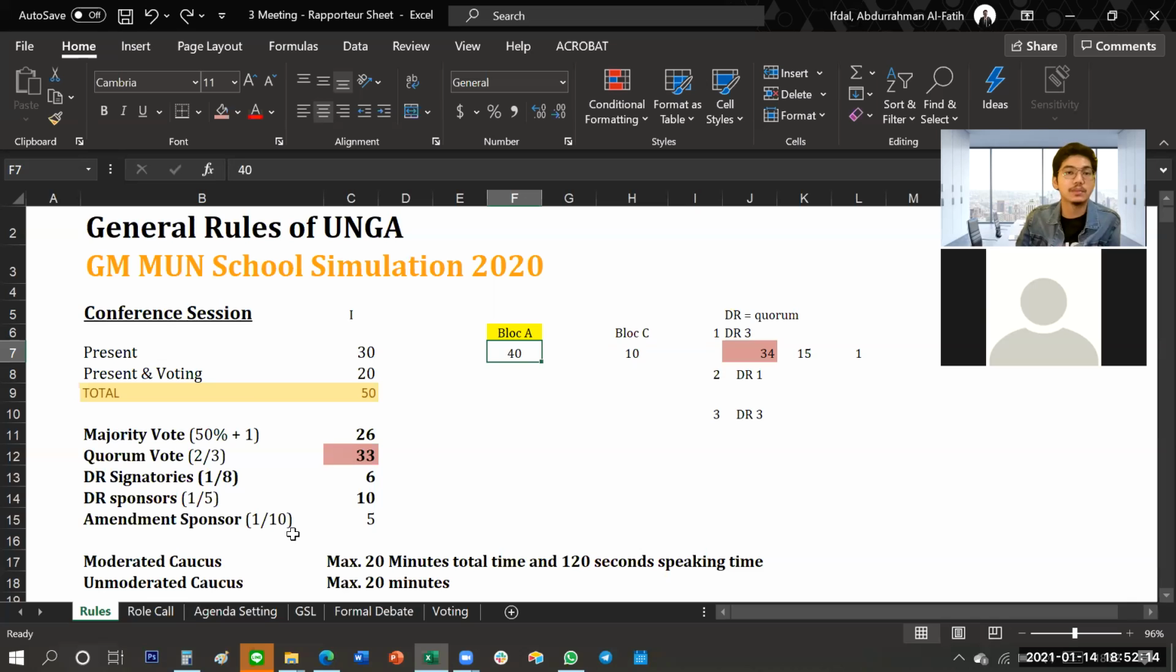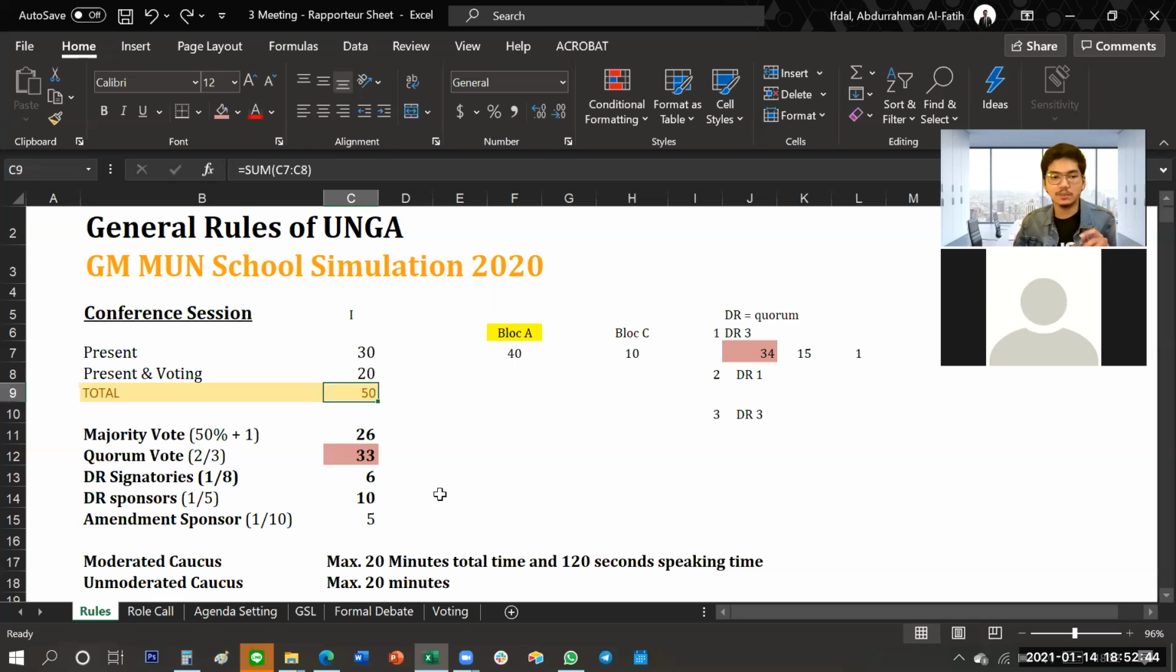Okay. Amendment sponsor, it's not always happening, but in certain MUN, there will be sessions where you can amend your draft resolution before a voting process. So you have to have amendment sponsors. So amendment sponsors, it says that there are 5, right? However, in the DR sponsor, it says that there should be at least a minimum of 10 people. However, in certain situations, even if there are, for example, 200 delegates, it says here that the DR sponsor is 40, right? But in the real situation, it will be super rare for us to see 40 DR sponsors.